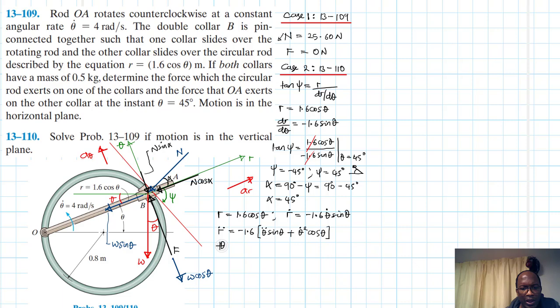Then we do know that our theta is equal to 45 degrees and our theta dot is equal to 4, and this is constant. Therefore, theta double dot is just equal to 0. Alright, so let's move on.